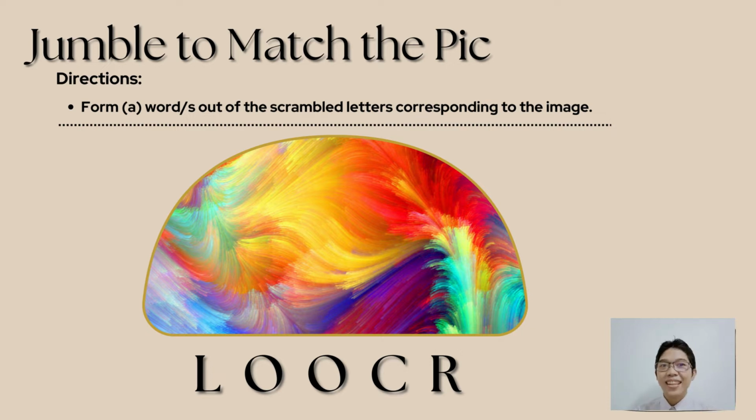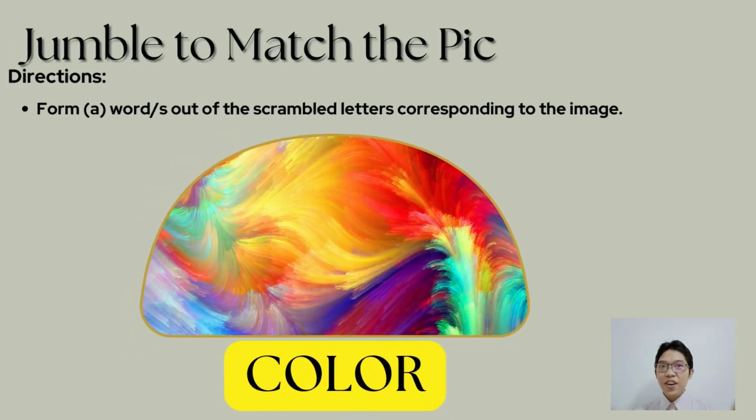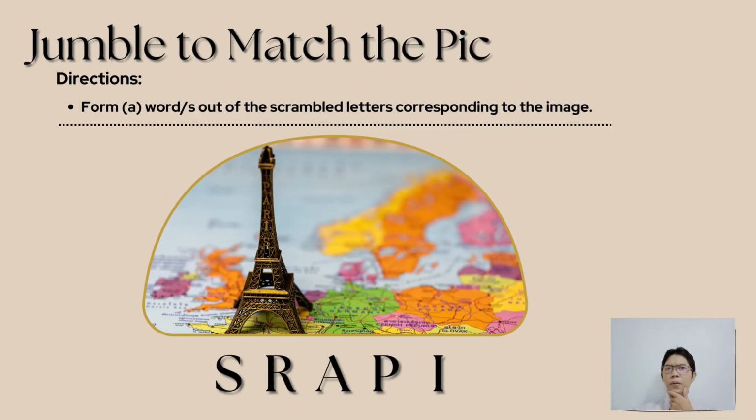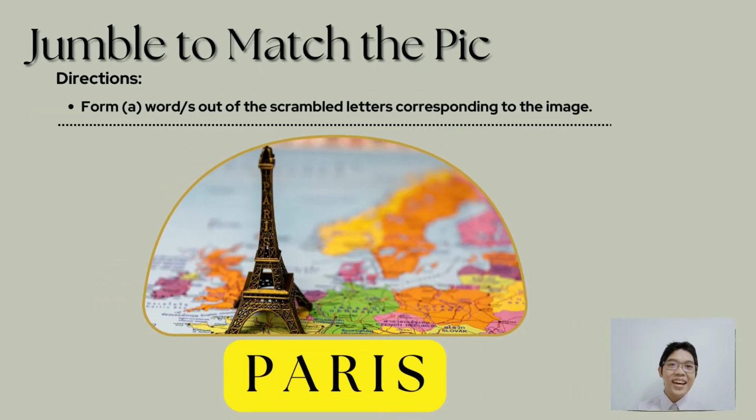Are you familiar with it? I know, it looks familiar, no? So, the correct answer is color. Clap if you got it right. Now, let's proceed to our second photo. Oh, I think it's very easy. It's very easy, guys. If you're thinking of Paris, you're correct. So, what is the connection of color and Paris in our topic Fauvism?